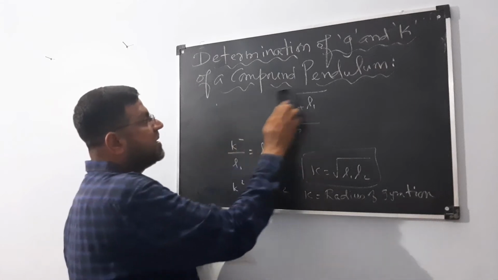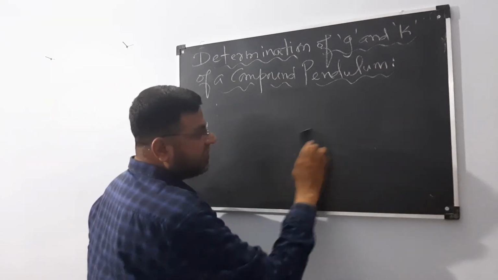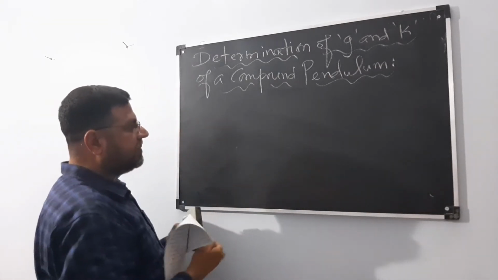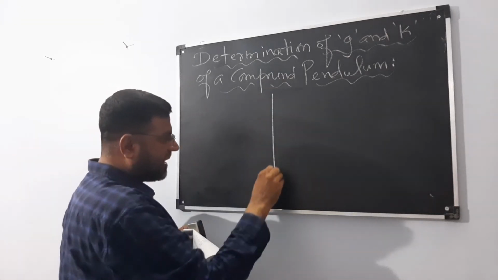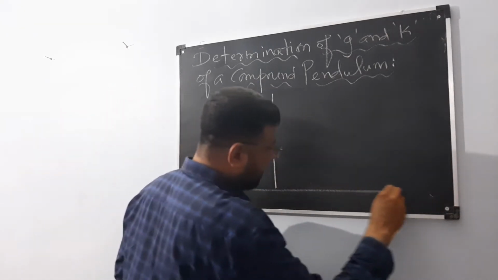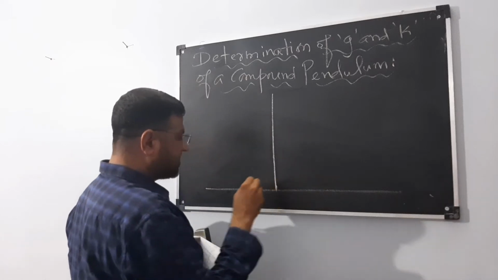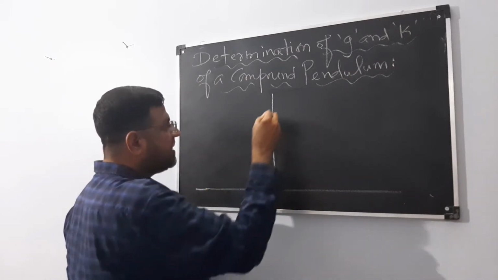But actually, in a compound pendulum, how do we calculate the radius of gyration? We take a graph. So this is the x-axis, and this is the y-axis.